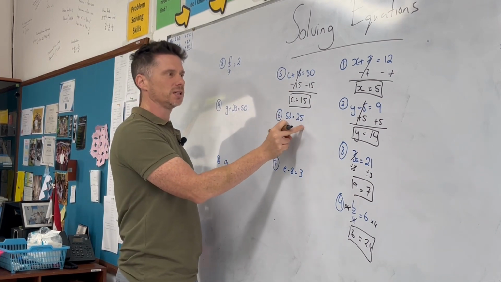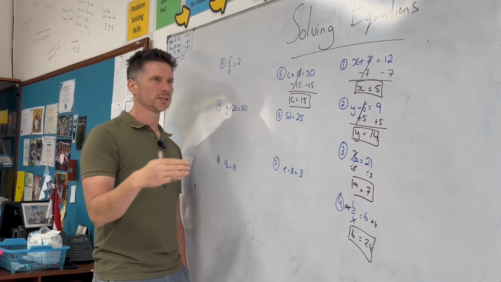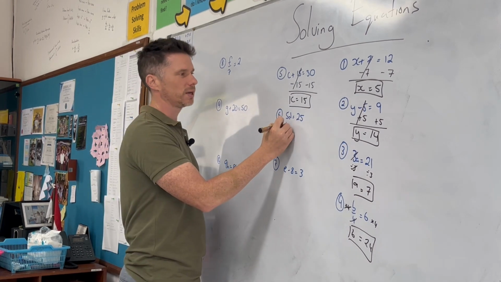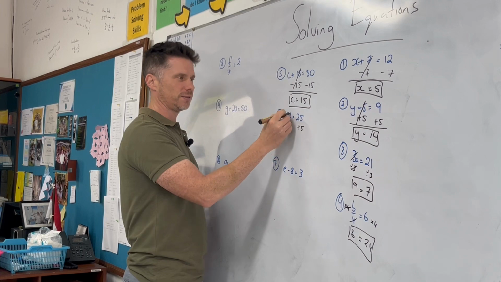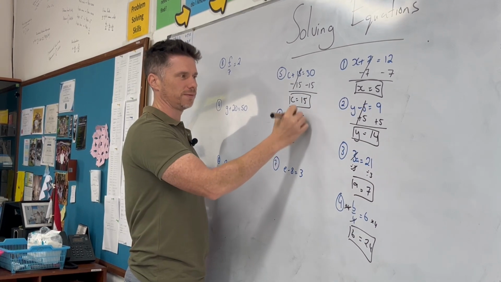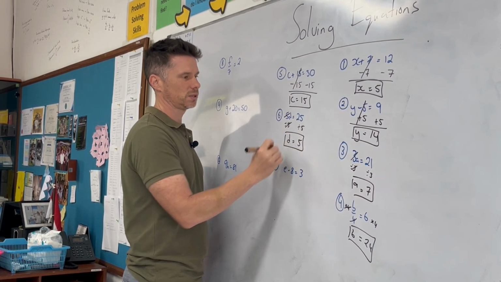5 times D is 25. So I think, what's the opposite to timesing by a number? Dividing by that same number. Do it to both sides. 5 fits into 5 once. 5 fits into 25 5 times.